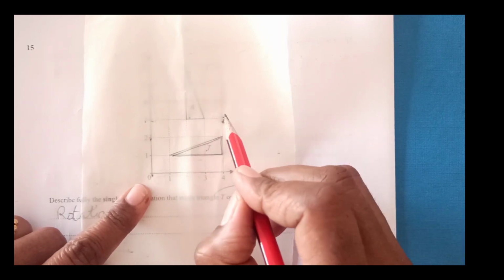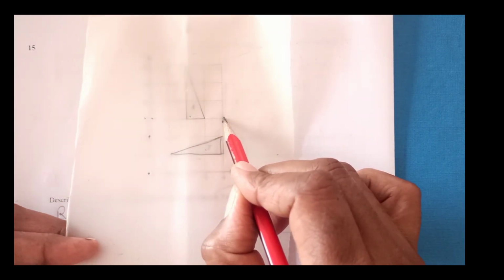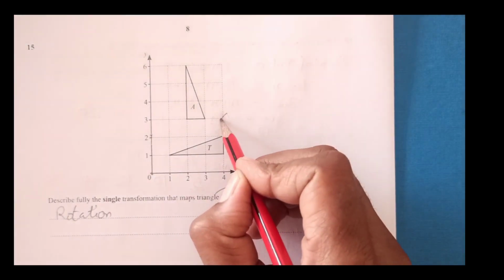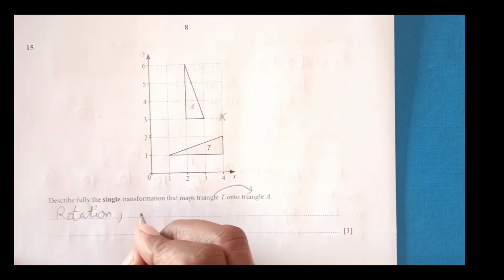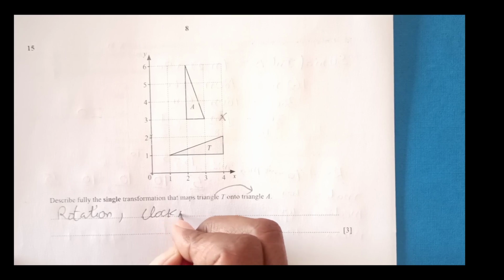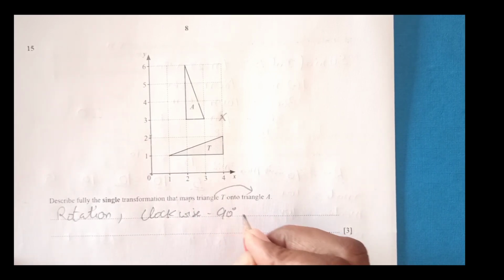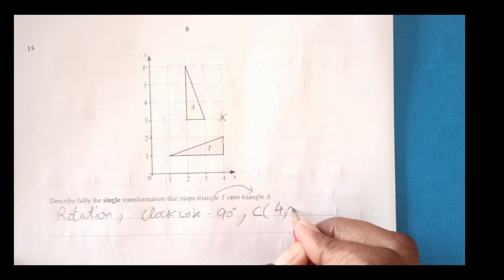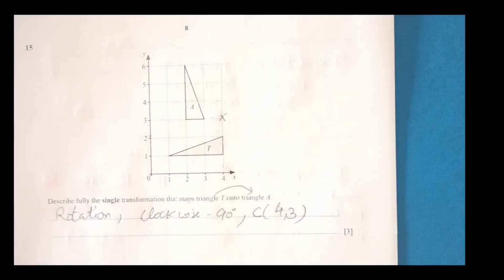So let's see again, this is here. If I make it clockwise, so this is here. So that means this is the center. So this is a rotation clockwise 90 degrees. And the center is this one, which is 4 and 3, right?